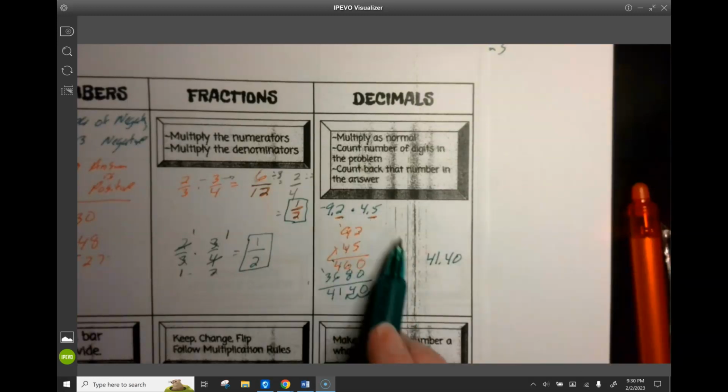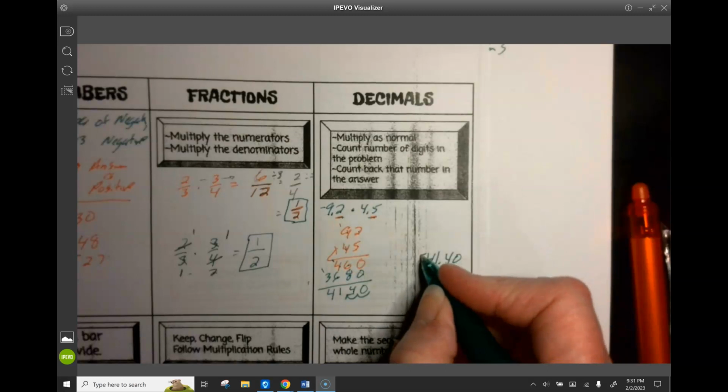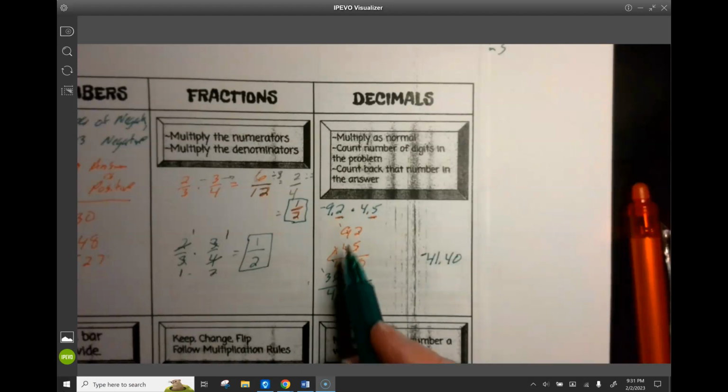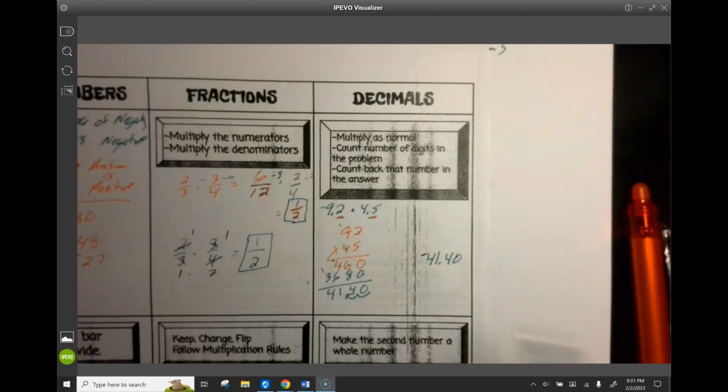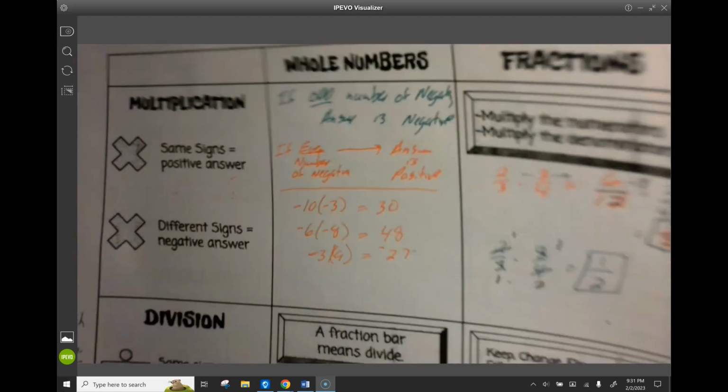I had a negative times a positive. What's my answer? That's right, negative. Okay, so just watch the decimal places. However many there are on the problem, that has to be that many in the answer. Okay, let's go to division.